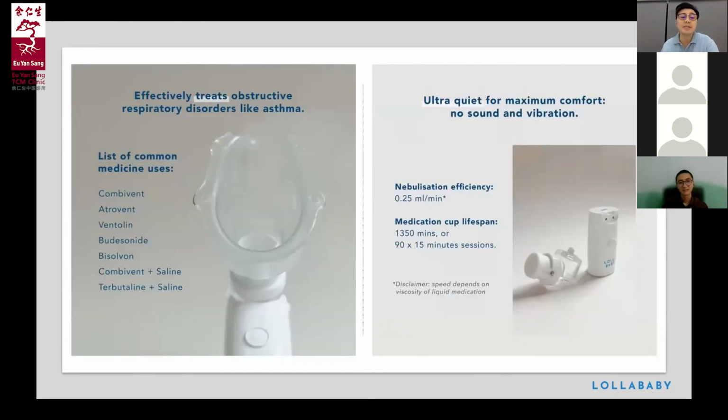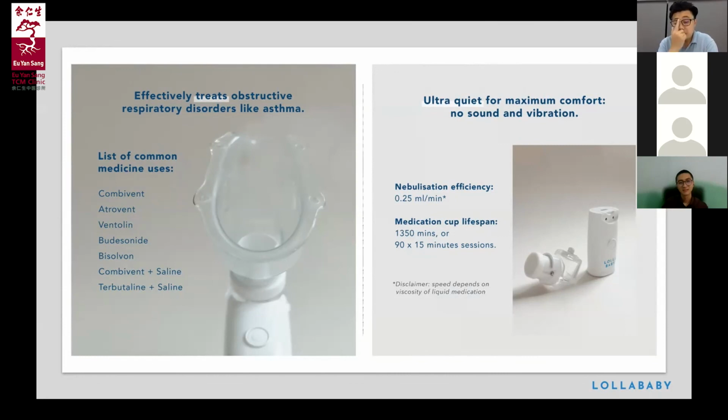These are some of the common medicines used for the nebulizer to treat asthma. This medication cannot be bought over the counter, and it's always prescribed by the doctor. So it has to be prescribed by the doctor.